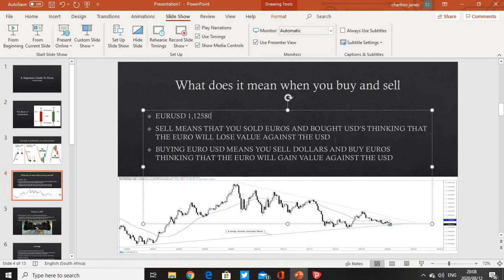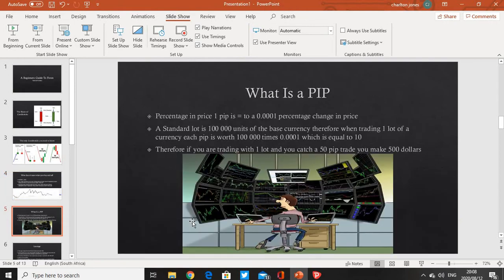So now when you buy Euro USD, that means you sell dollars and buy euros, thinking that the euro will gain value against the USD. And obviously the difference between the price that you sell and when you close your position, the difference in price is your profit. And that's basically it.